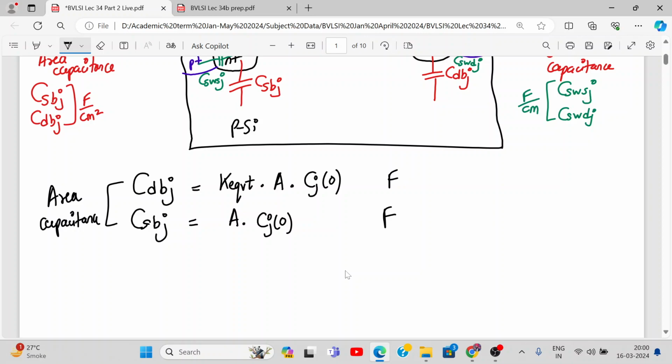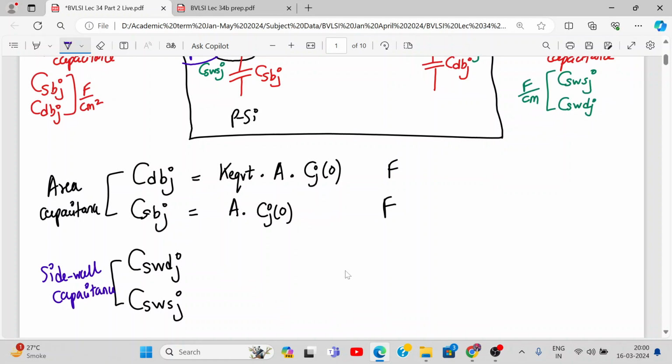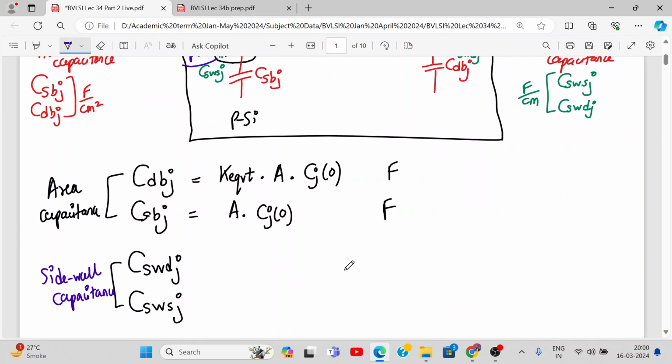Okay, now CSWDJ, CSWSJ: drain to substrate sidewall capacitance, source to substrate sidewall capacitance. These are called periphery capacitance or sidewall capacitance, whose unit will be farad. Again, the unit will be farad over here, but tell me, what will be the formula? Same, right? It will be K equivalent for SW, for sidewall. The sidewall doping is different. That's it.